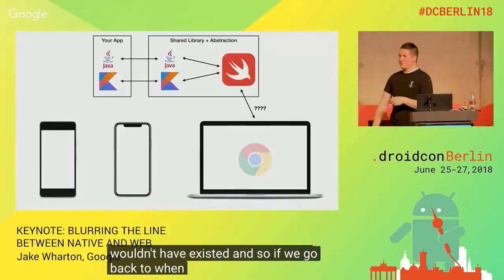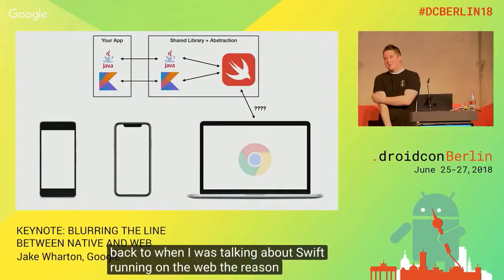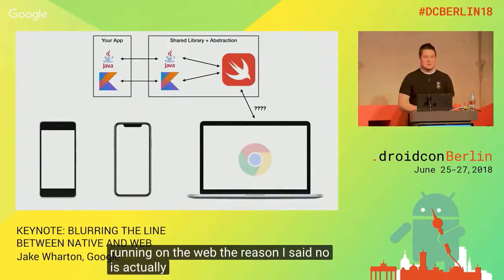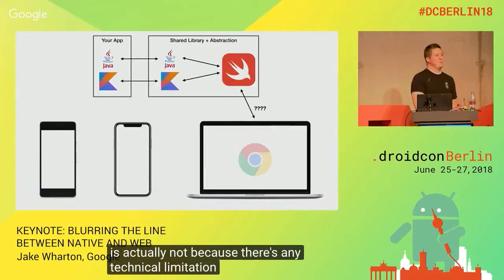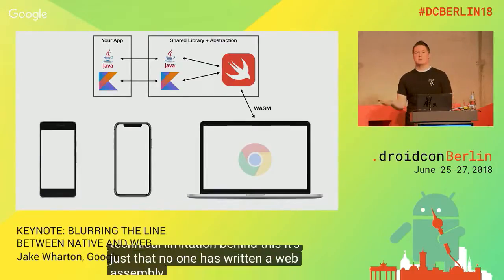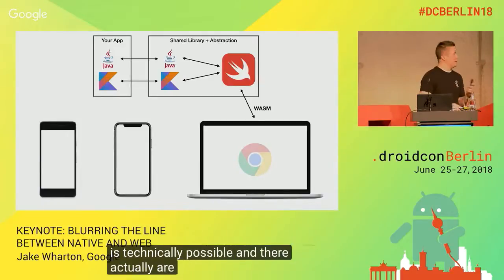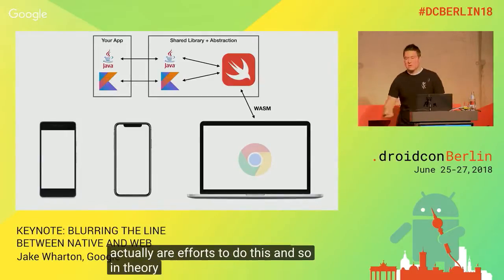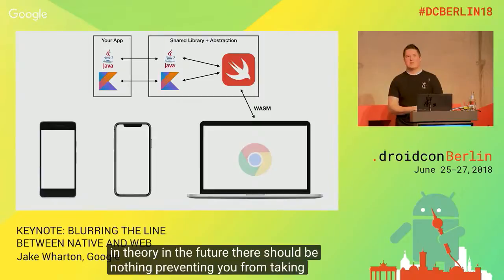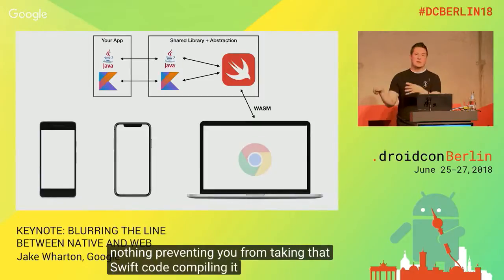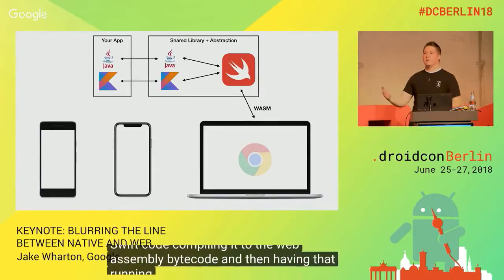And so if we go back to when I was talking about Swift running on the web, the reason I said no is actually not because there's any technical limitation behind this. It's just that no one has written a WebAssembly converter for this yet. But it is technically possible, and there actually are efforts to do this. And so in theory, in the future, there should be nothing preventing you from taking that Swift code, compiling it to the WebAssembly bytecode, and then having that run in the browser.